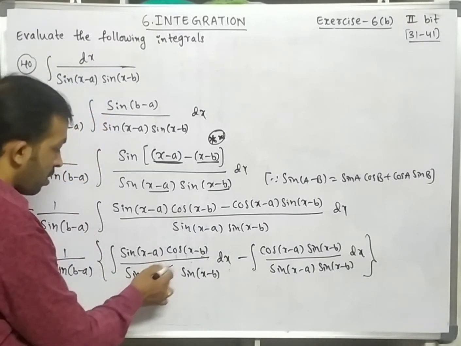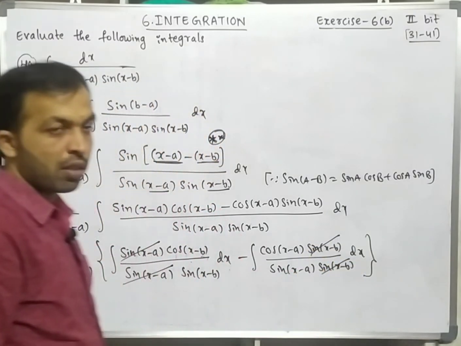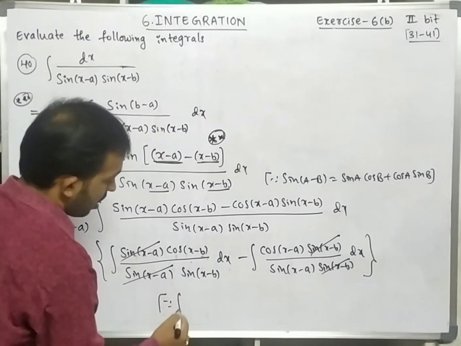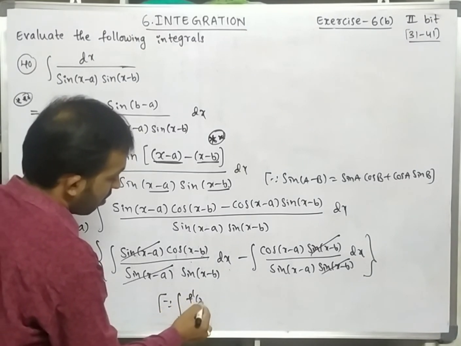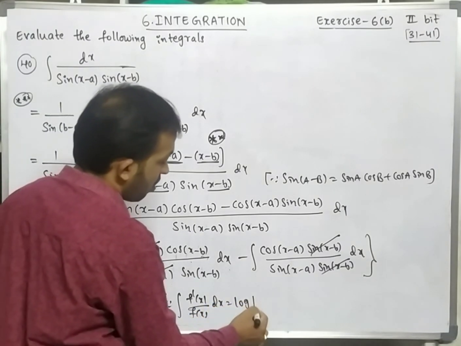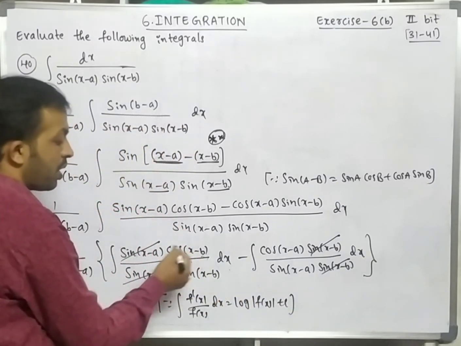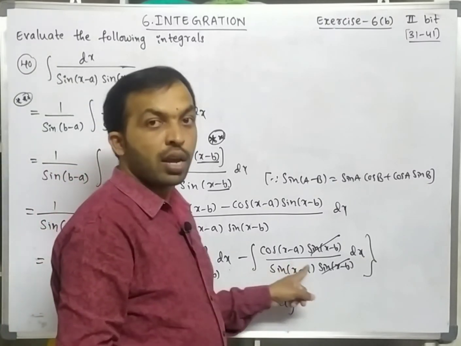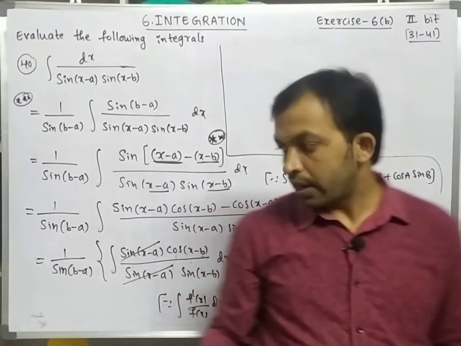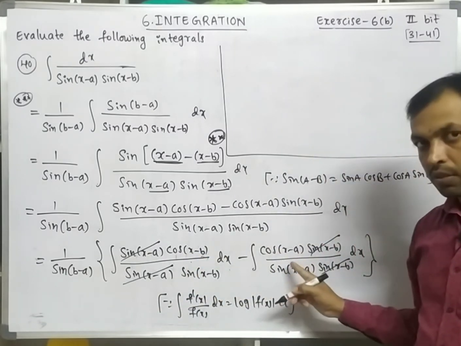Okay, here sine of x minus a and sine of x minus b both get cancelled. Here observe clearly, integration of f dash x by f of x dx form is equal to log modulus of f of x plus c. Sine of x minus b has derivative cos of x minus b, sine of x minus a has derivative cos of x minus a. Or in another way we can write it as integration cot of x minus b, cos by sine, cot of x minus a.